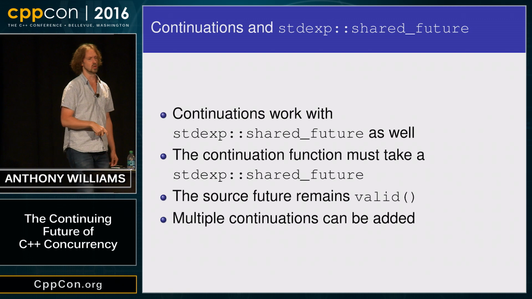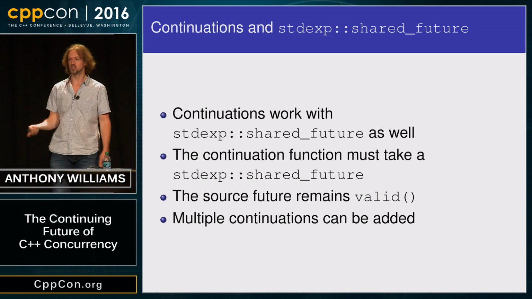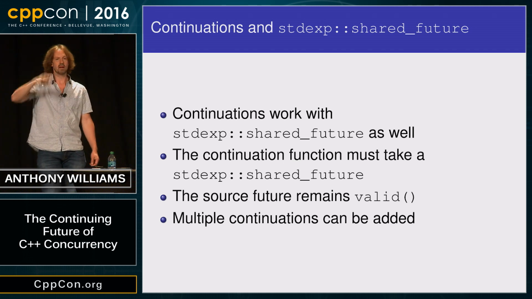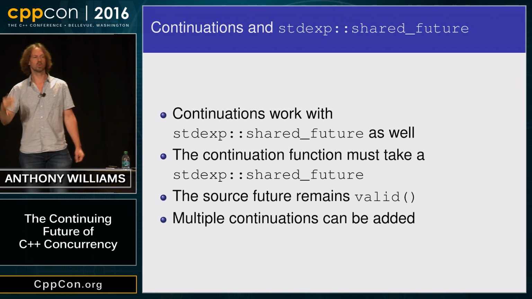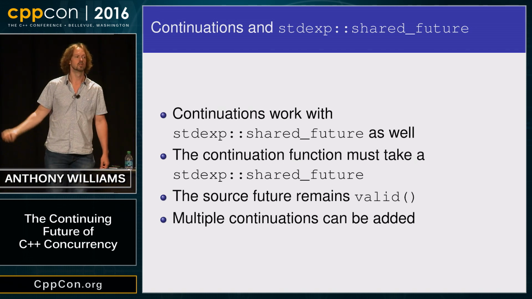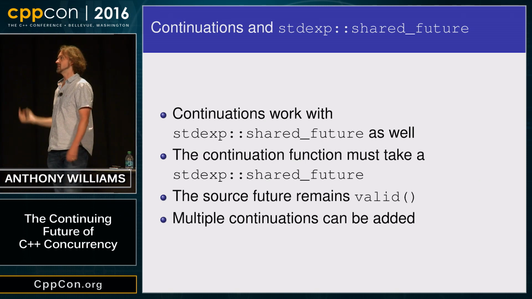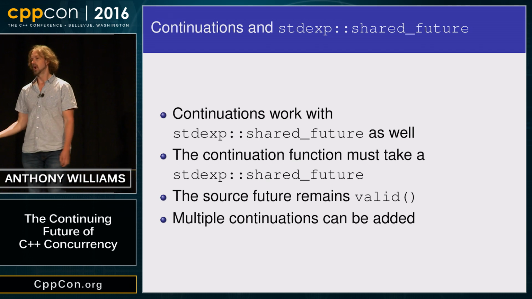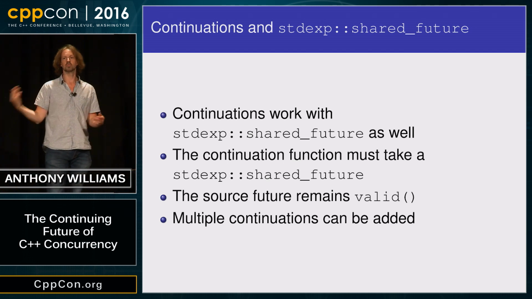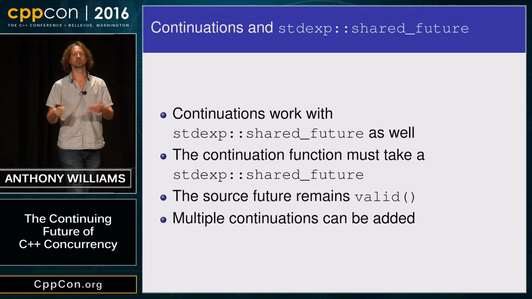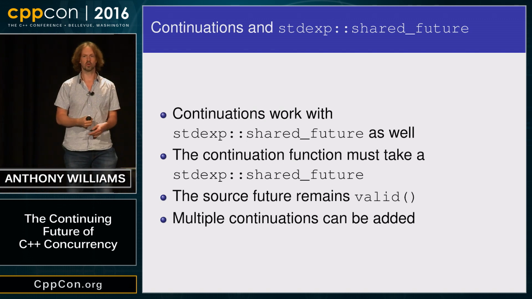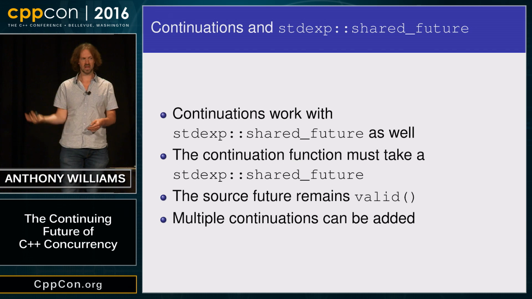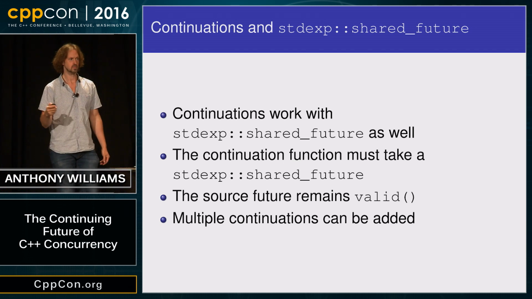Okay, so continuations work with shared futures as well. Someone said, can you have multiple parallel thens on the same future? Well, with shared future, you can. Obviously, if you started with a shared future, then the continuation must also take a shared future. And shared futures are reusable, so calling get on a shared future, it's still usable. Same applies, you add a continuation, it remains valid, so you can have multiple.